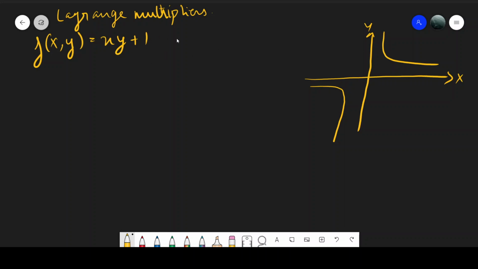Let me write the constraint here. The constraint is that the points on this function f of xy should fall on another function g of xy, where g of xy is given by x squared plus y squared minus 1. Now, if you observe carefully, this is basically the equation of a circle. Let me draw the circle here. So this is how it would look. So that's what I want to do. I want to find the maximum or the minimum point on f of xy, given that it lies on the function g of xy. So g of xy is our constraint over here.